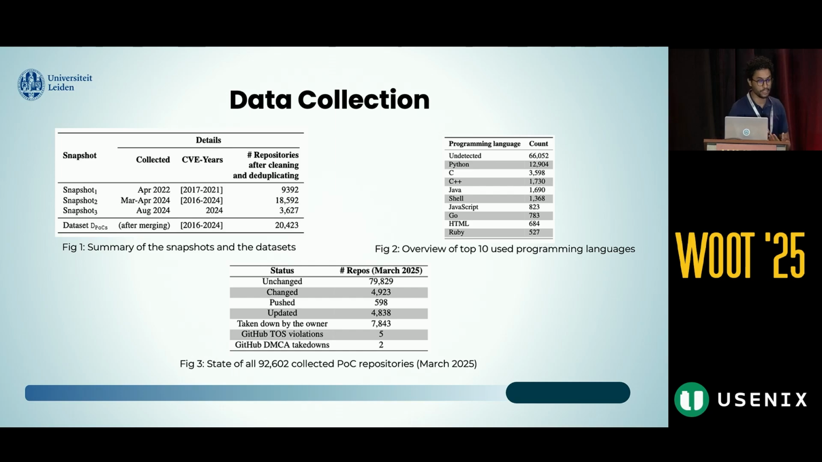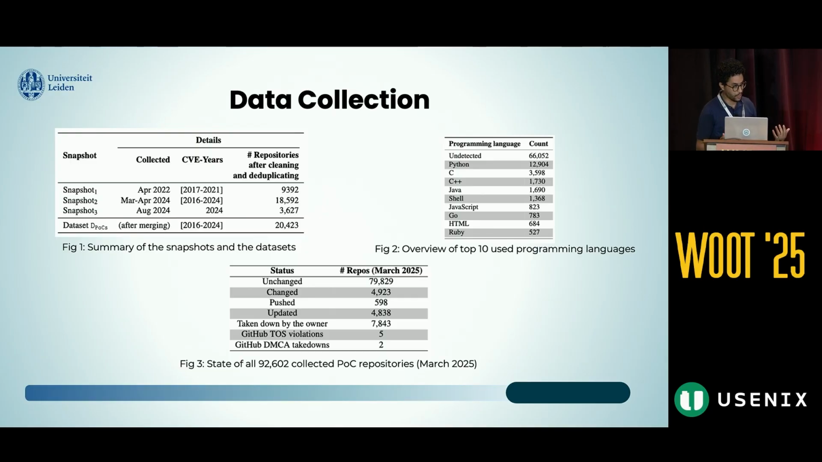The first time that we did that was in April 2022. So we collected data of CVEs that are created between 2017 and 2021, which means CVEs that have been released from the year 2017 until 2021. And then we recollected the data earlier last year and also later last year.